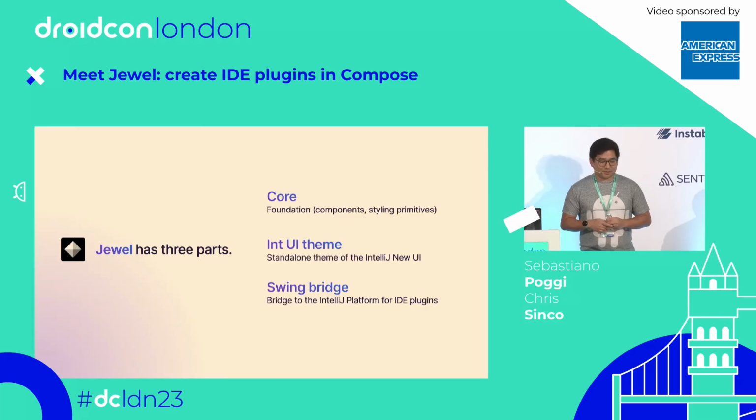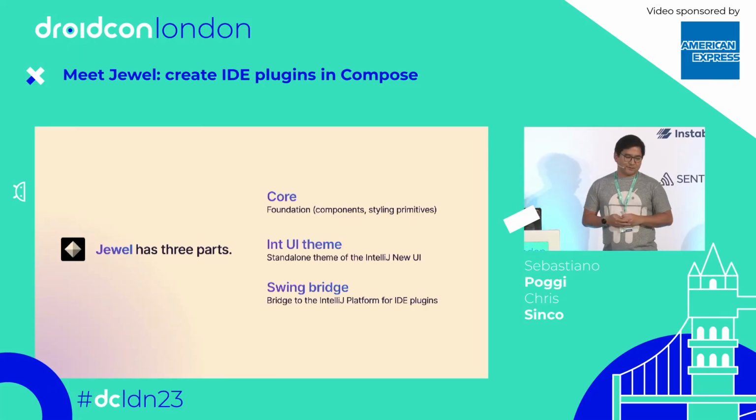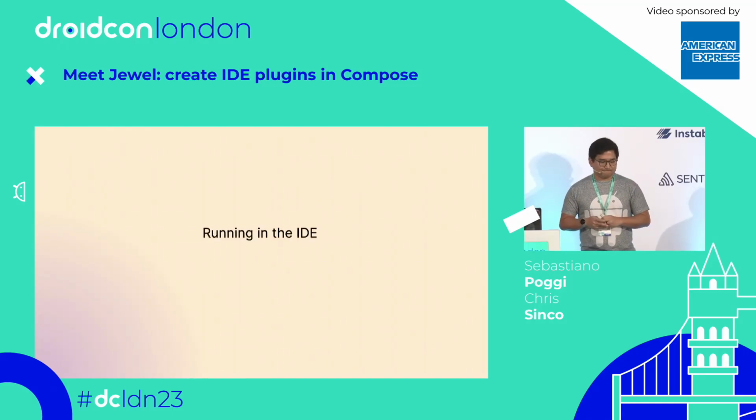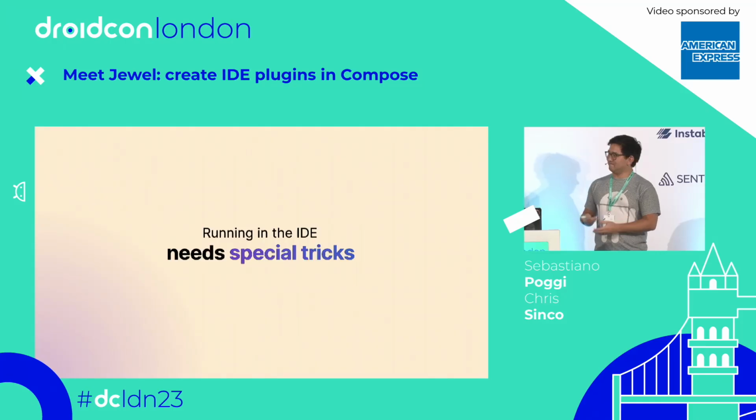And then the third piece, which is a bigger piece that Seb will demo soon, is the swing bridge. And so this allows us to actually properly bridge the old styles with the new styles. And so this handles the theming where if you're using Joule within the IDE, then if the user switches different themes, all the components will switch accordingly based on what's already in the IntelliJ platform. And with that, I will hand it to Seb.